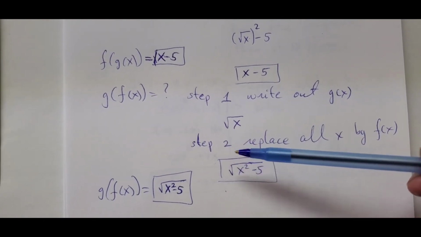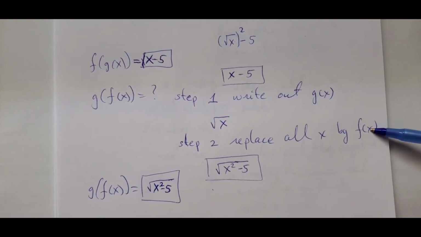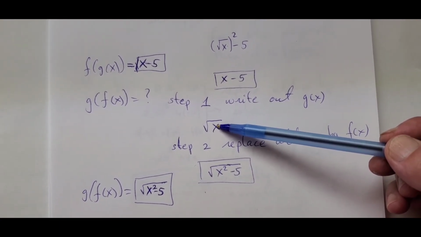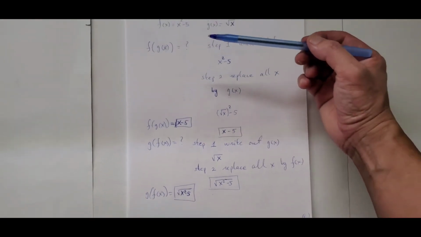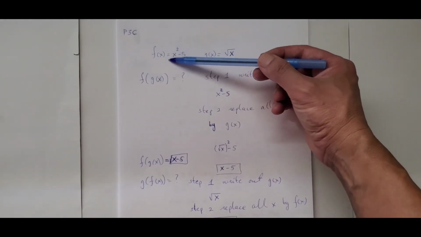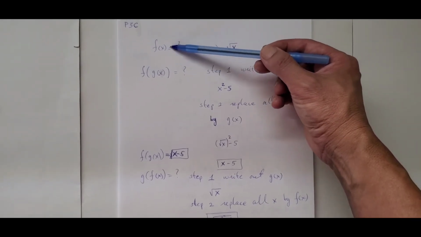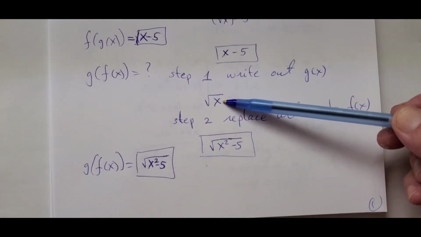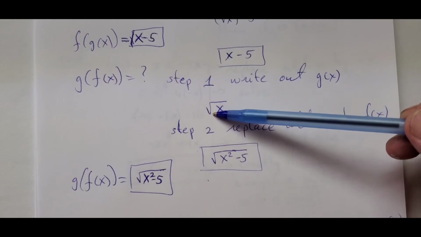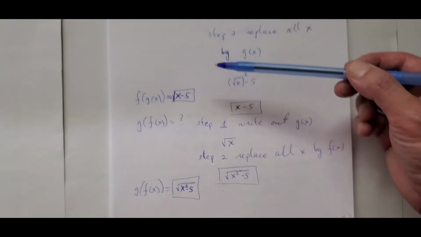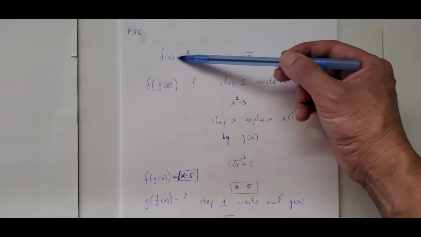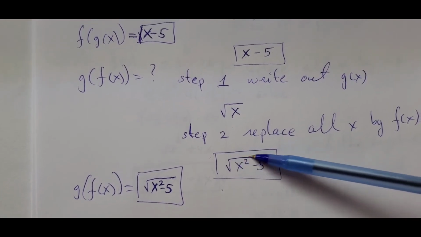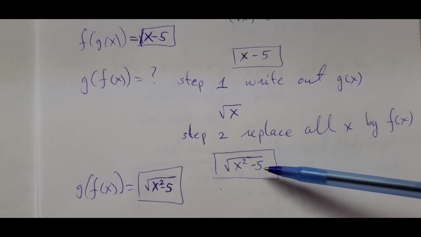Step number two, replace all x by f of x. Well, how do we know f of x? f of x is right here, all the way in the beginning. So replace this x by this equation. Plug it in, and I have square root of x squared minus 5.